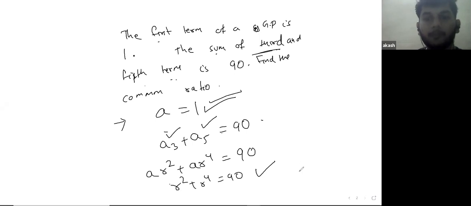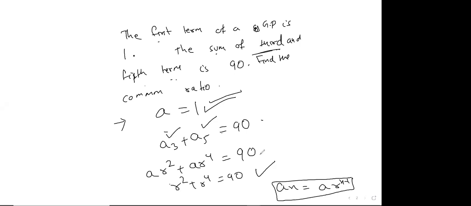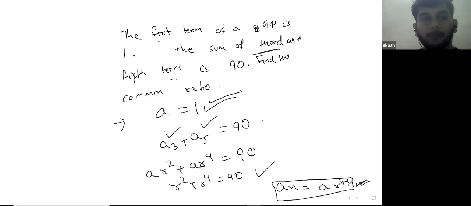Now we know the formula: An equals to A R raised to n minus 1, right? Please write that formula down again. And Peer, you are, I guess, new here. So we are studying now the geometric progression of the chapter sequence and series. All right. So please write this formula down. This is for the general term of a GP, and A is the first term, R is the common ratio.